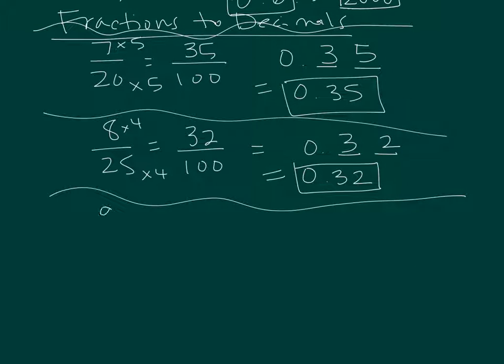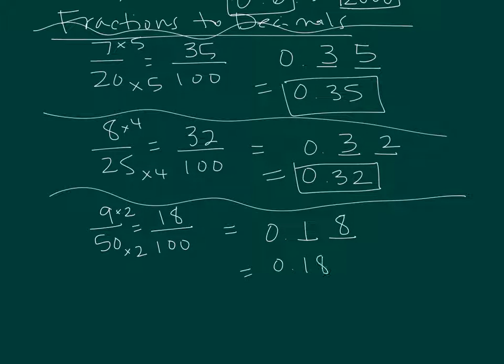So 9/50ths is, if it doesn't go into 10 because it's too big, it goes into 100 2 times. Well, 9 times 2 is 18. So that's 18 hundredths. So the 8 would not go in the tenths, it would go in the hundredths place, which means 1 goes here, 0.18, 18 hundredths.